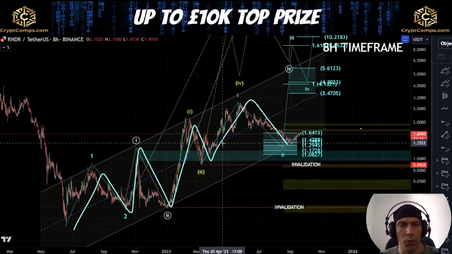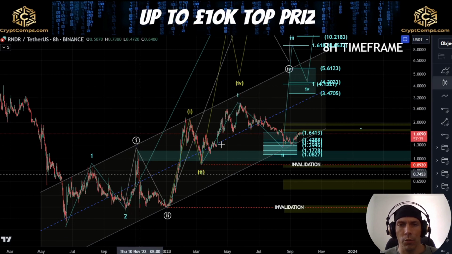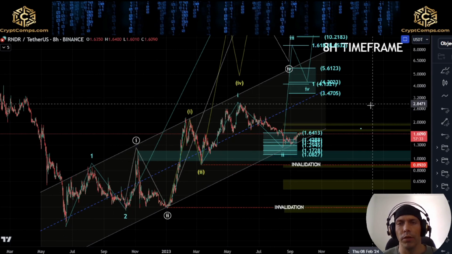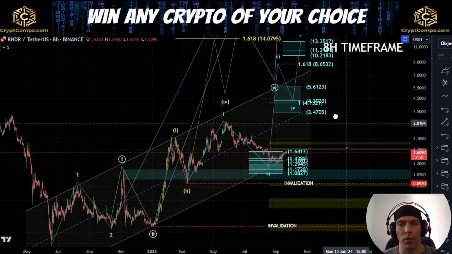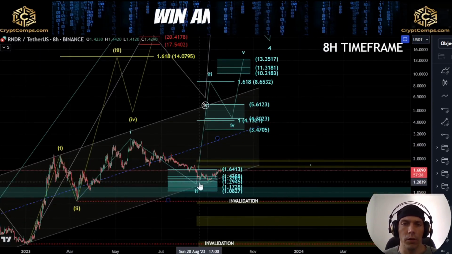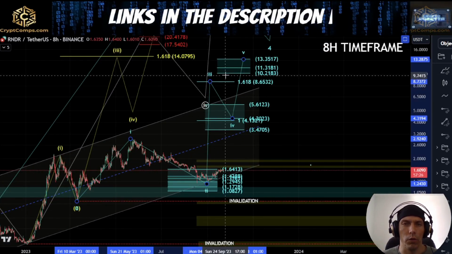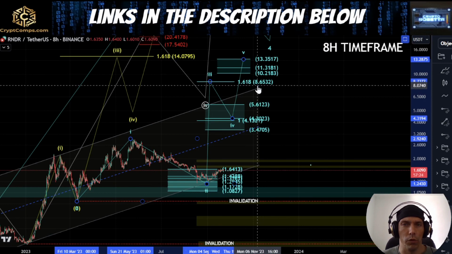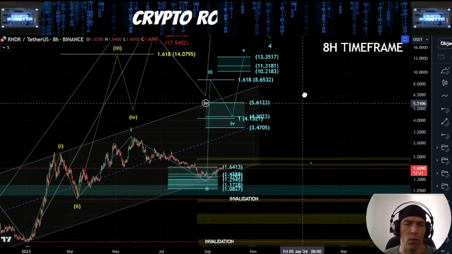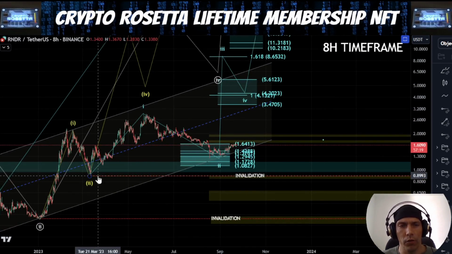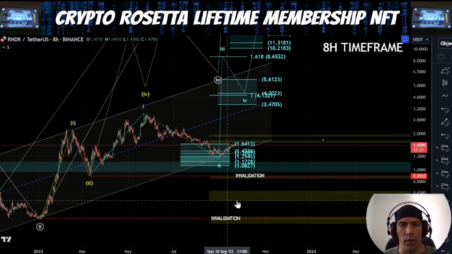Now, the problem with this count is when we start to get too many 1-2s in a row like this, the probability starts to become less that this is going to play out. So we'd actually still need to start to see this blue count looking to turn up here and starting to head towards this $8.65, which would be our 1.618 level. Invalidation of this idea would come by crossing this 89.20.